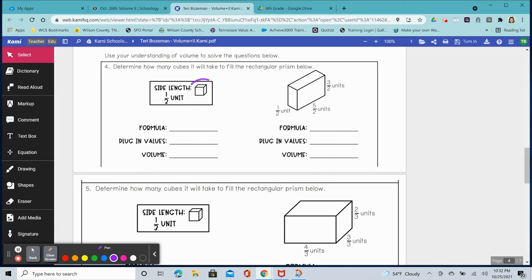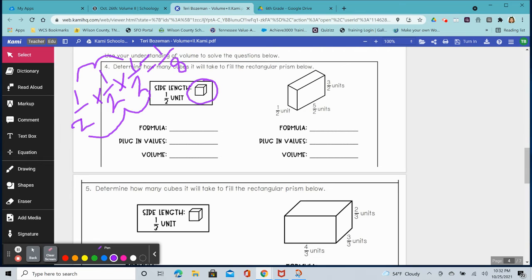We have a unit cube that is 1/2 by 1/2 by 1/2, right? So that is 1/2 by 1/2 by 1/2. So if we multiply all of that, 1 times 1 is 1 times 1 is 1. 2 times 2 is 4. 4 times 2 is 8. So the volume of the small one is 1/8.